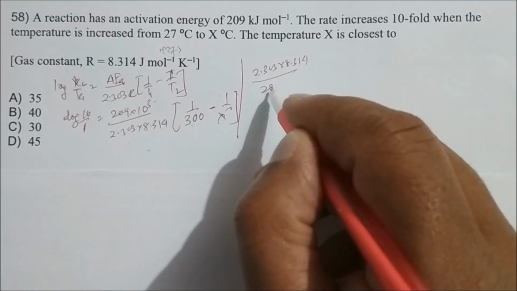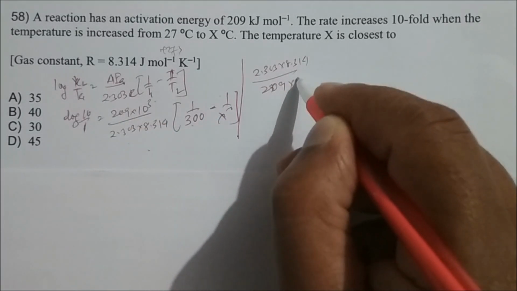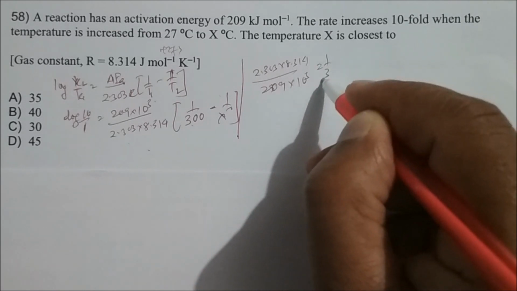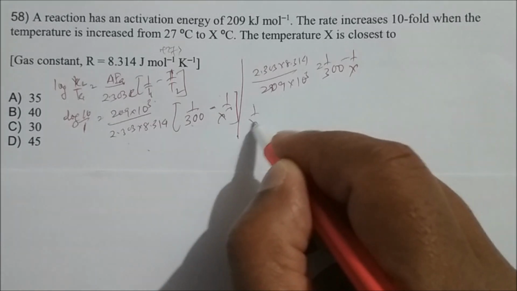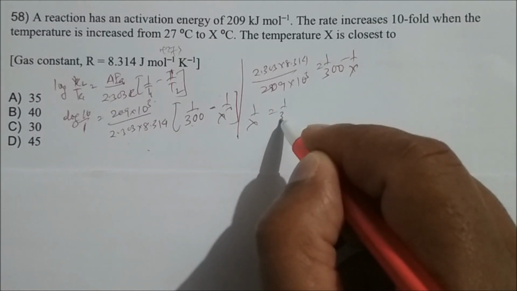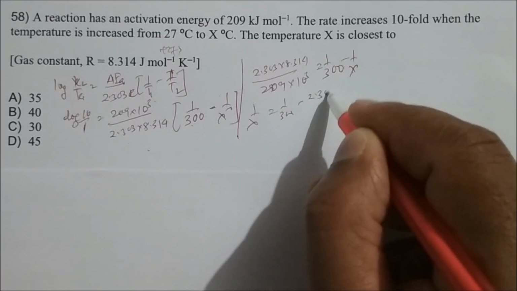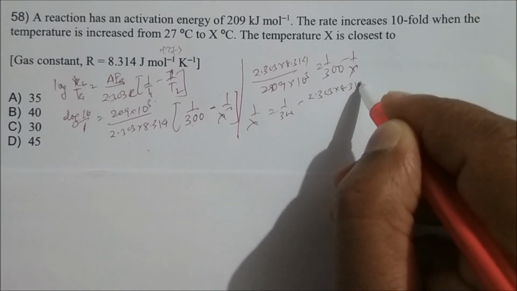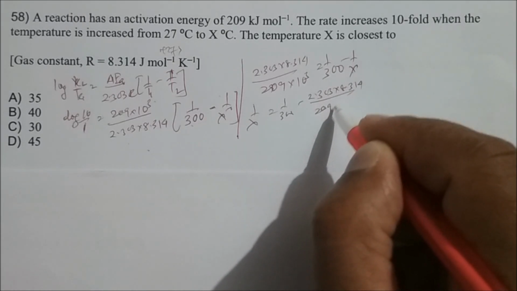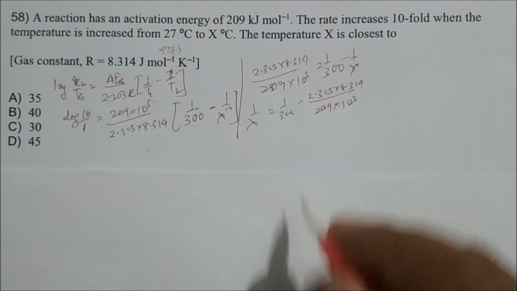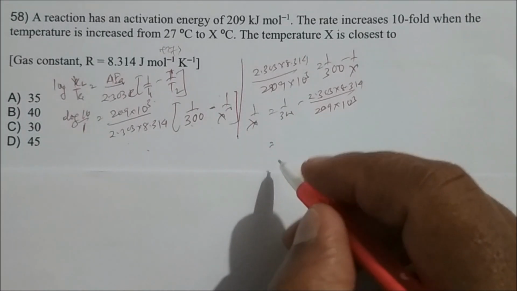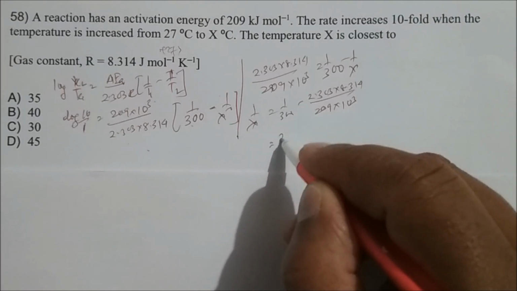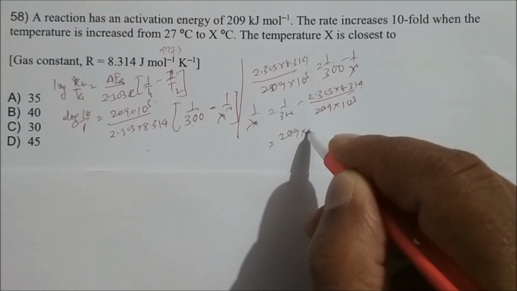This you can cross to this side, 209 into 10 to the power 3, and this is equal to 1 by 300 minus 1 by X. Now we can take X this side, so it becomes 1 by X equals 1 by 300 minus 2.303 into 8.314 divided by 209 into 10 to the power 3. Now we solve this equation.